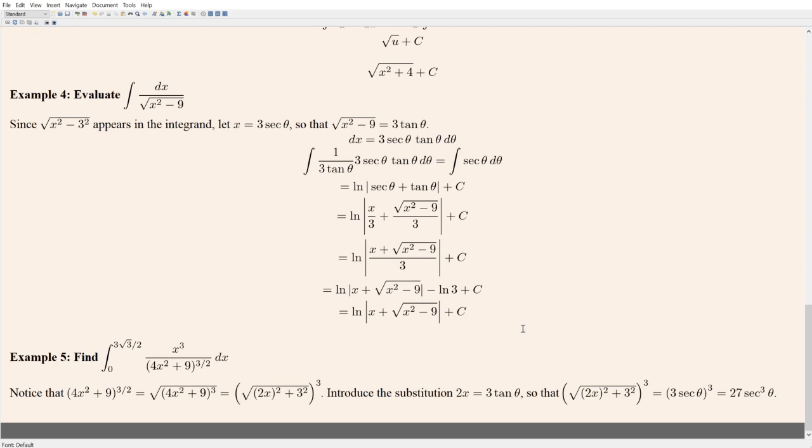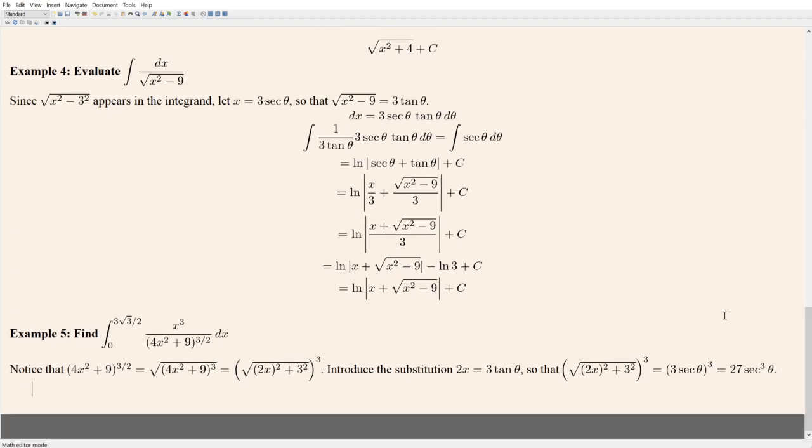Yeah, that'll work. Sorry, I'm plugging in the trig identity in my head, because this becomes 9 tan square plus 9, factor out the 9, tan square plus 1 becomes secant. Yeah, that all works.